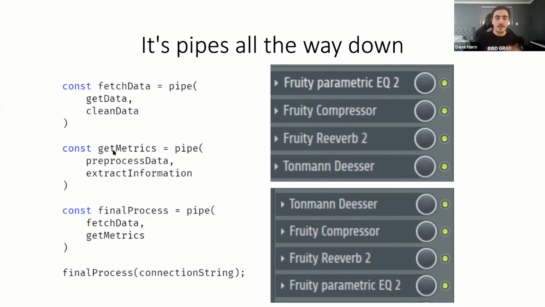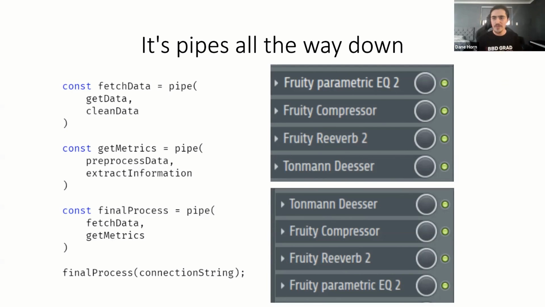And let's say we have get metrics. And let's say whenever we want to get metrics from some piece of data, we want to pre-process that data and then extract the information. And then we can put those two pipes together. Pipes are functions, so we can pipe them together. So we can then fetch data and then get metrics. And what this will do, if we go into the pipes themselves, it will get the data, clean the data, then pre-process the data, and then extract information.